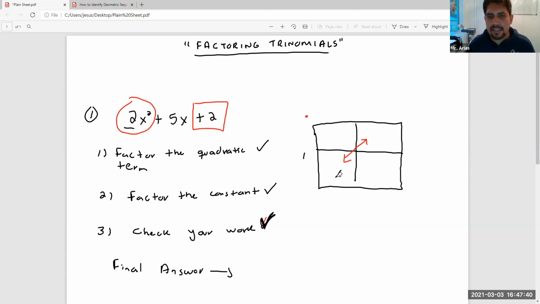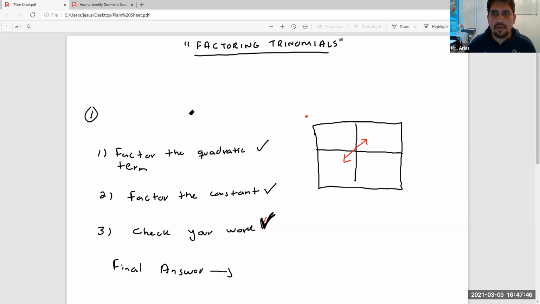Okay, so for my next example, we have now the following trinomial. So please copy it down. The next trinomial will be 4x to the power of 2, plus 6x, and then plus 2. Okay, so that's the second example.